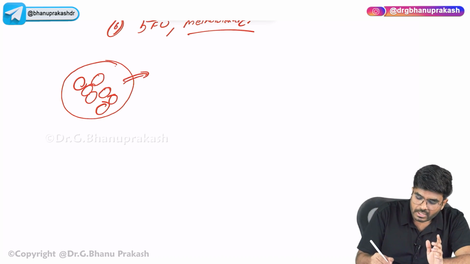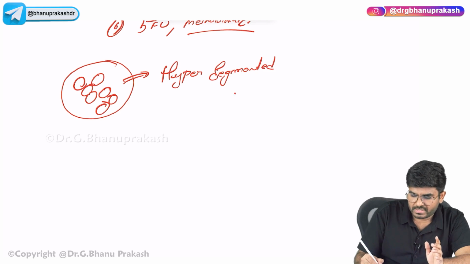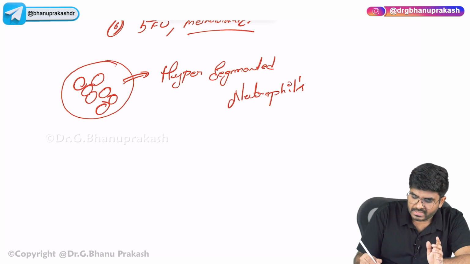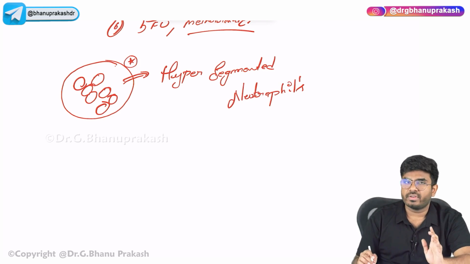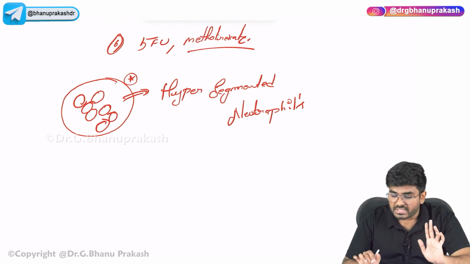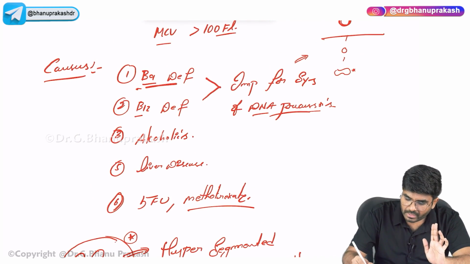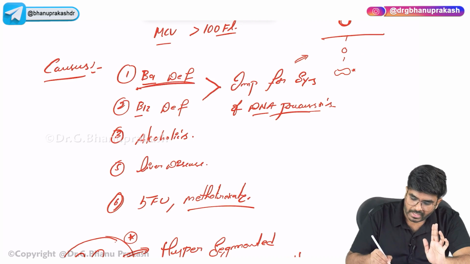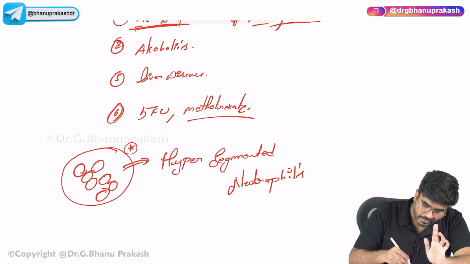Such neutrophils are called hypersegmented neutrophils. Whenever you see such hypersegmented neutrophils, it is definitely macrocytic anemia. And if the macrocytic anemia is due to vitamin B9 and B12 deficiency, that is called megaloblastic anemia.